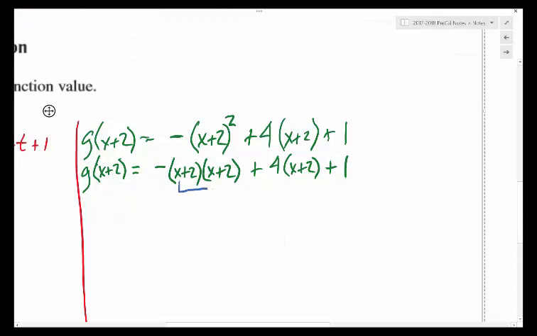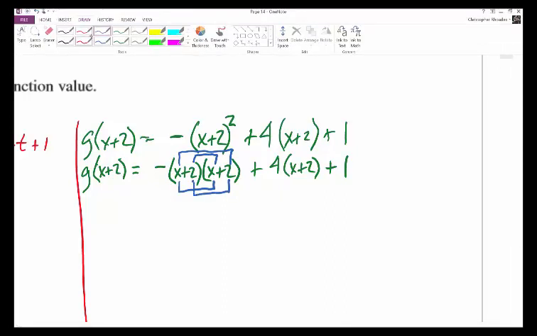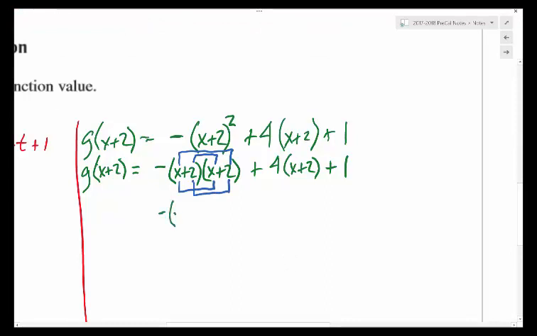Remember, for FOIL, I do my first, my outer, my inner, and my last. So I'll have negative x squared plus 2x plus 2x plus 4. Then I'm going to go ahead and take my 4 and distribute it through. 4 times x is 4x. 4 times 2 is 8. Then I'm left with a plus 1.